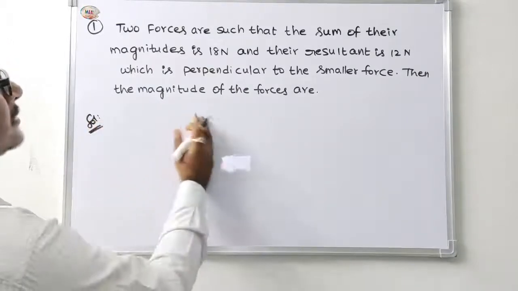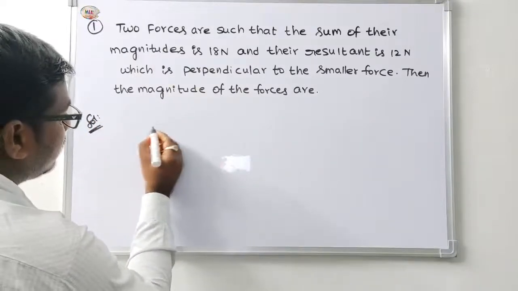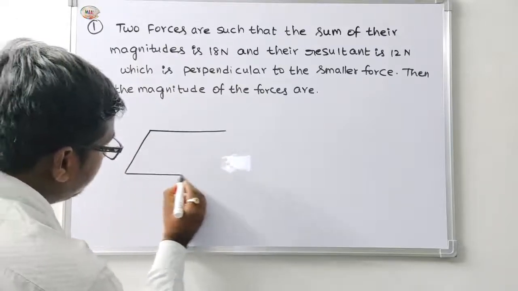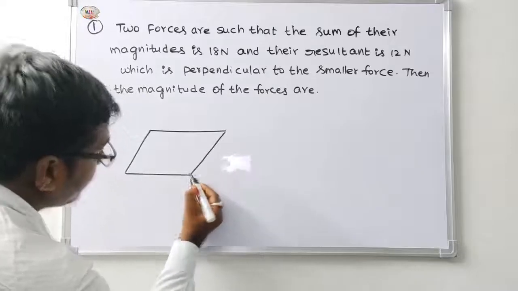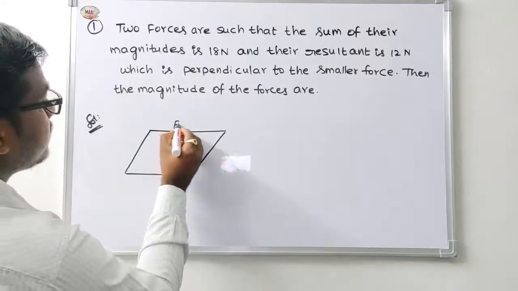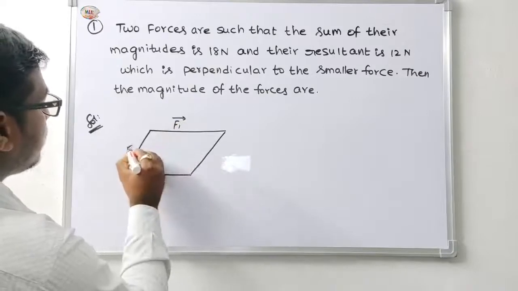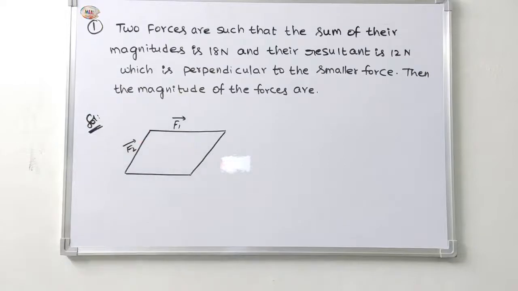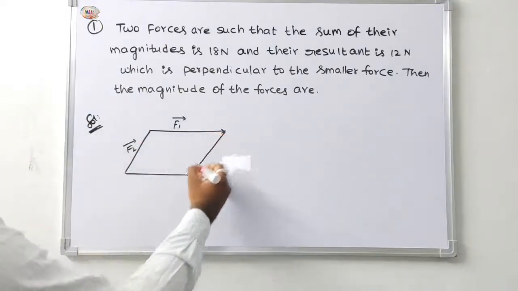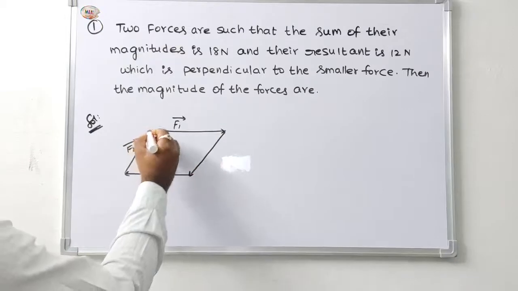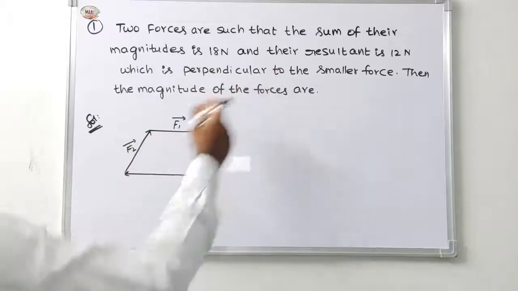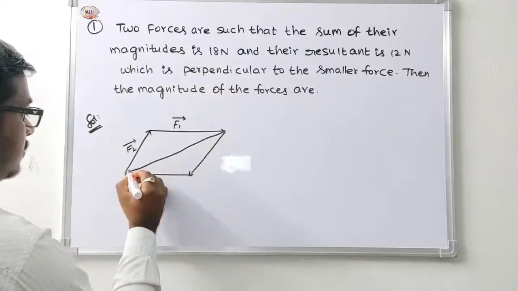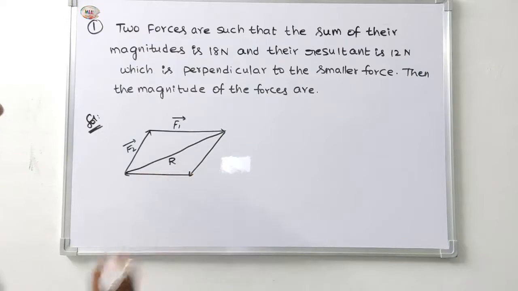Okay, two forces, like in this way, this is F1, F2, two forces, and the resultant, this is the resultant R.